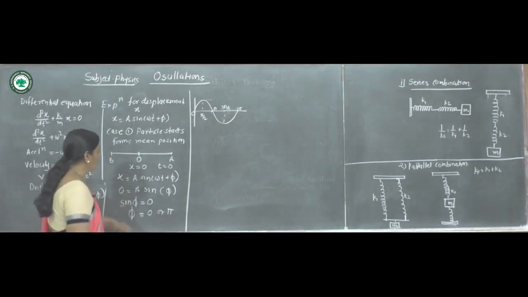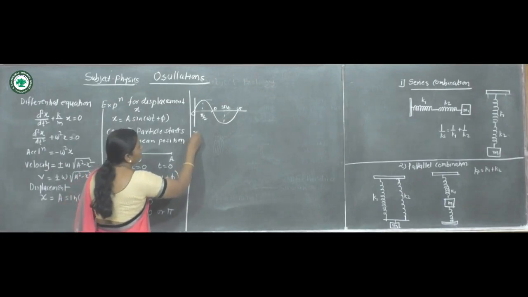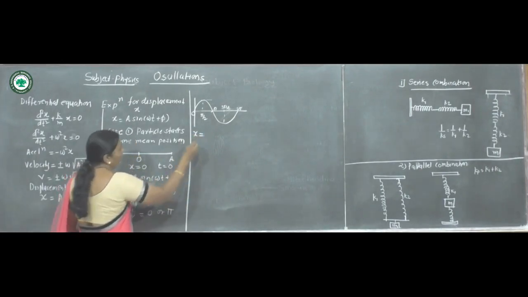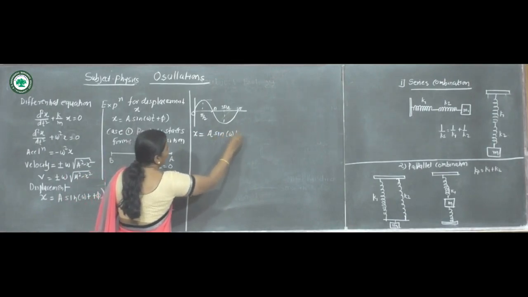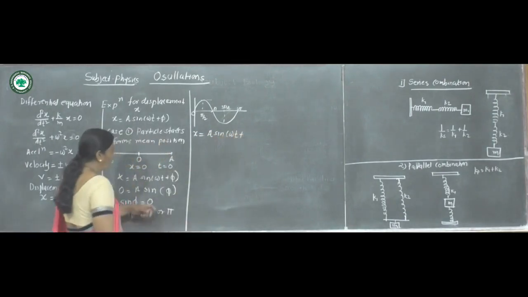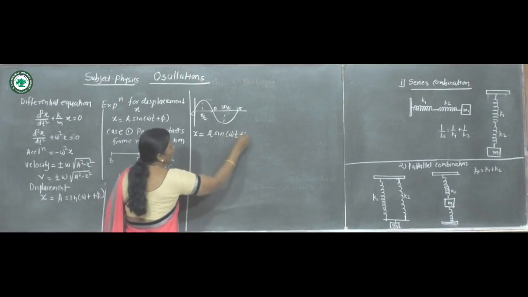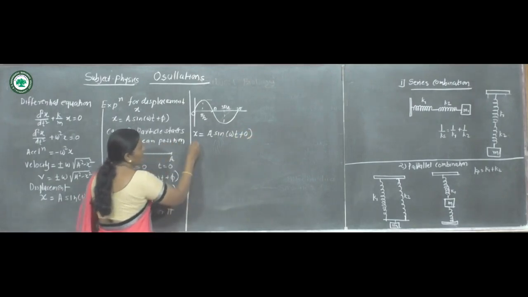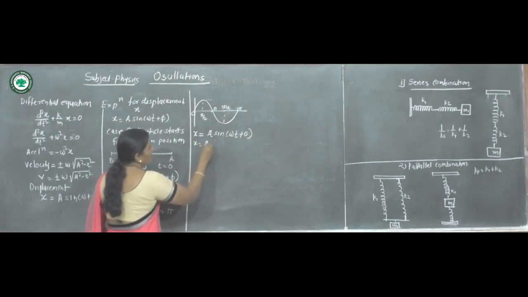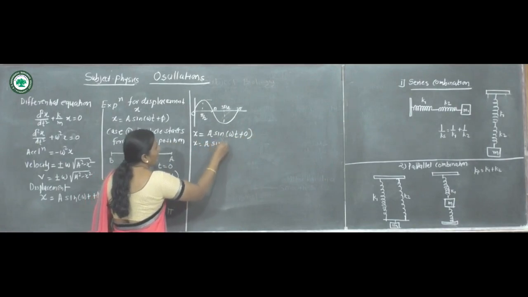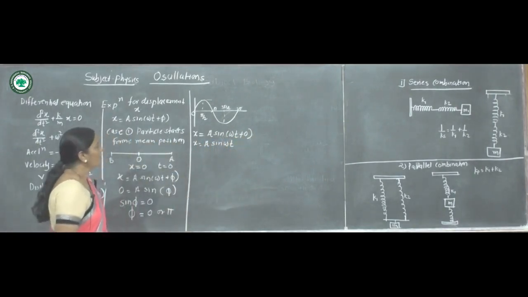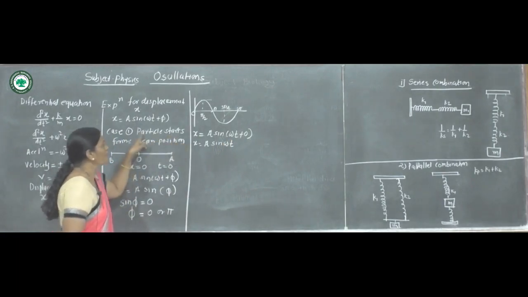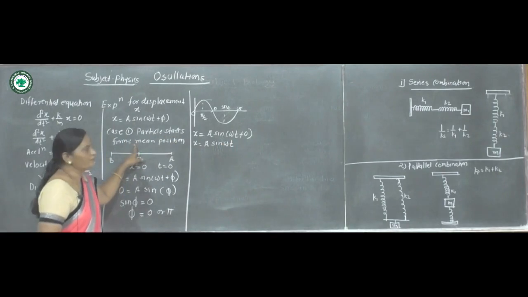Therefore we can substitute here x is equal to a sin omega t plus phi, the value of phi is 0, suppose it is 0, therefore x is equal to a sin omega t. It is the equation, or it is the displacement, when the particle starts from the mean position.